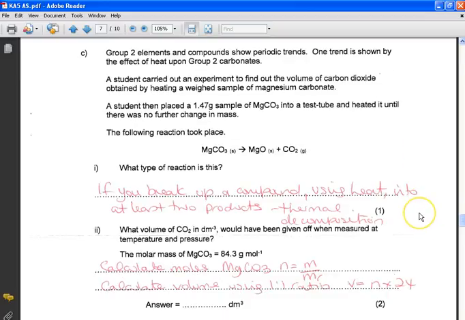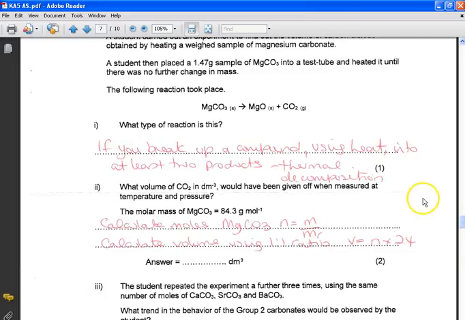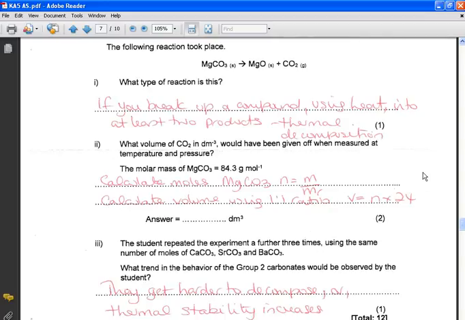Okay, so part C, you should know this from GCSE really. I don't think it's actually been covered in the AS, that if you break up a compound using heat, it's called thermal decomposition. You start with one thing and you end up with 2 or more things because you've heated it, and that's called thermal decomposition.